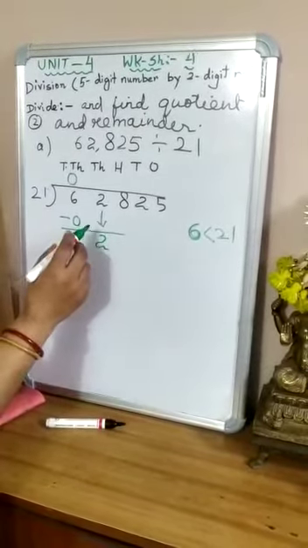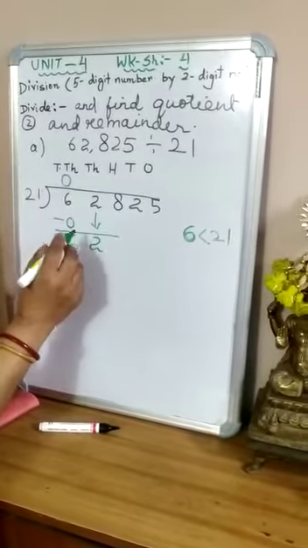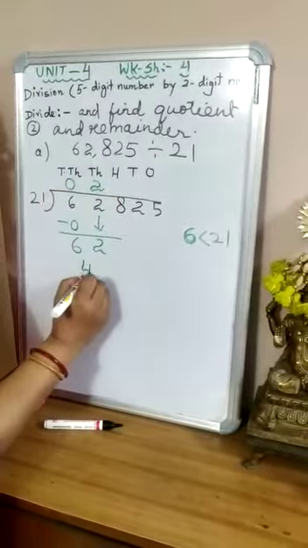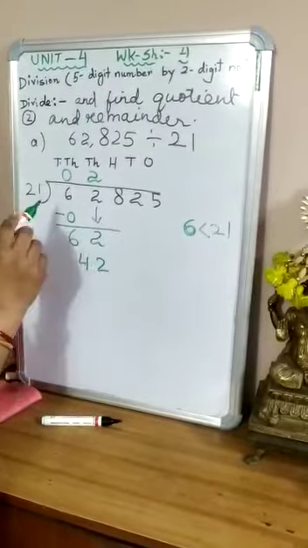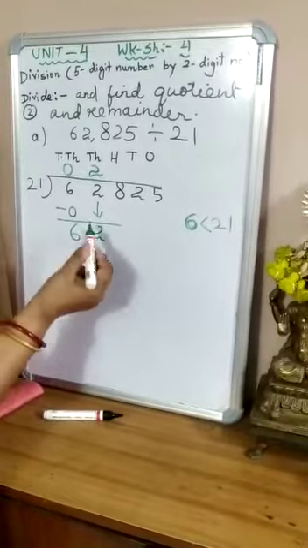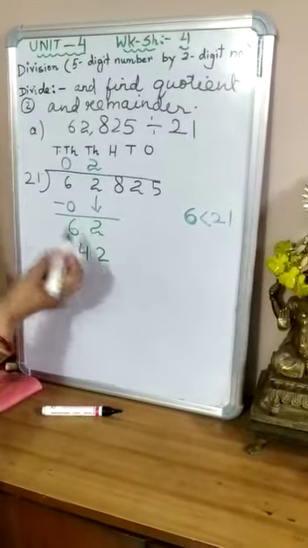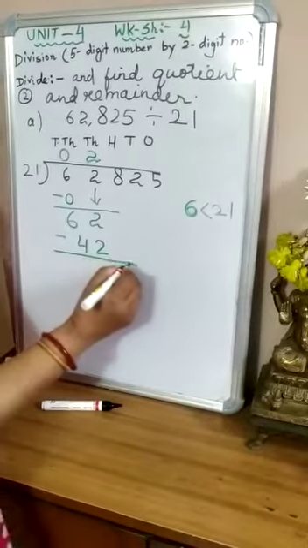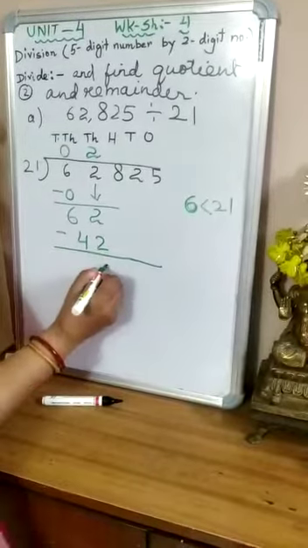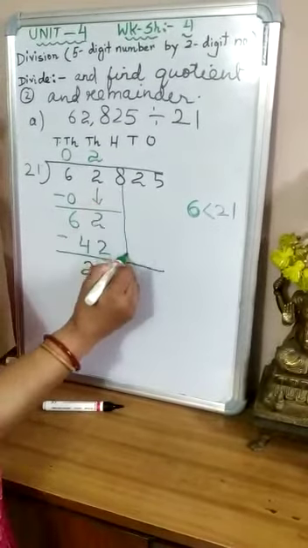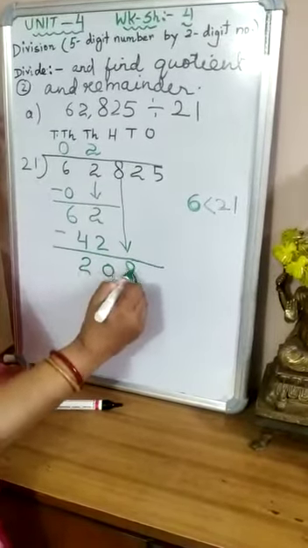Now I will start the multiplication table of 21. 21 2s are 42. Because 21 3s are 63, and 63 is more than 62, that's why 21 2s are 42 is applicable. We can use subtraction. So 2 minus 2 is 0. 6 minus 4 is 2. Now I will put down this 800 along with 20.